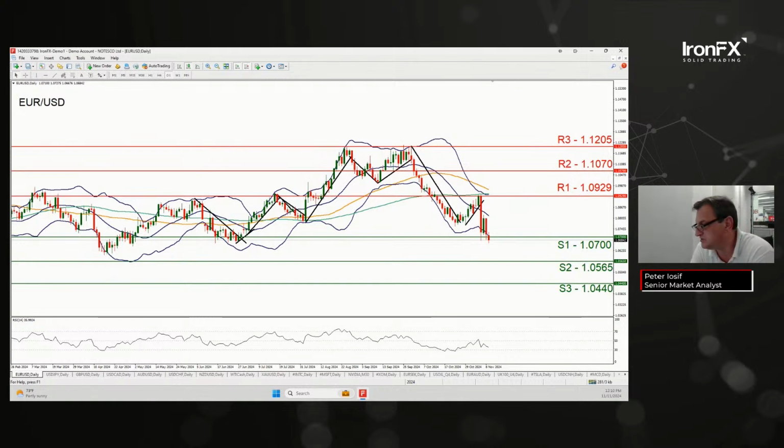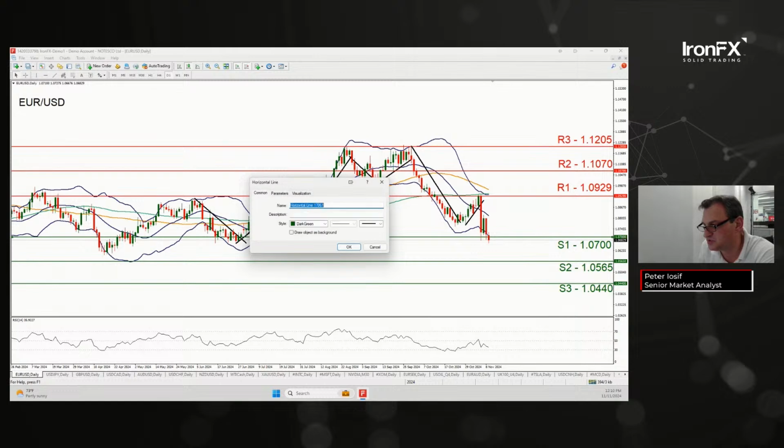Starting with Euro USD, bearish tendencies practically since Friday were maintained in today's Asian and early European session, albeit we have to note at a smaller extent than on Friday. Nevertheless, the price action of the pair seems to have breached the 1.07 support line. So that definitely has to be turned into a resistance line.